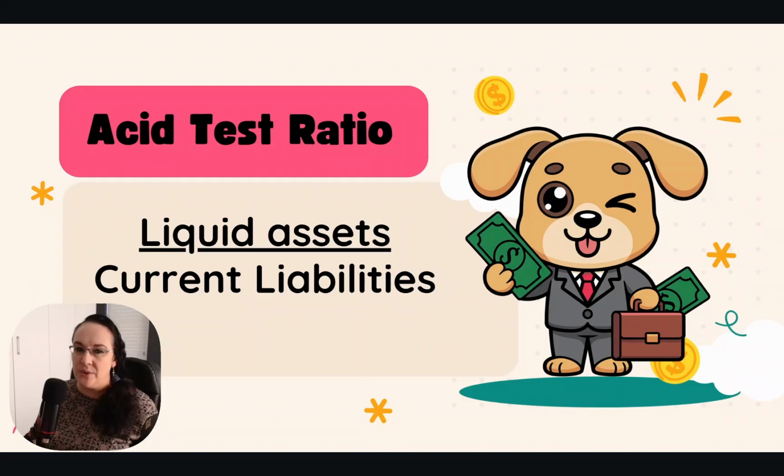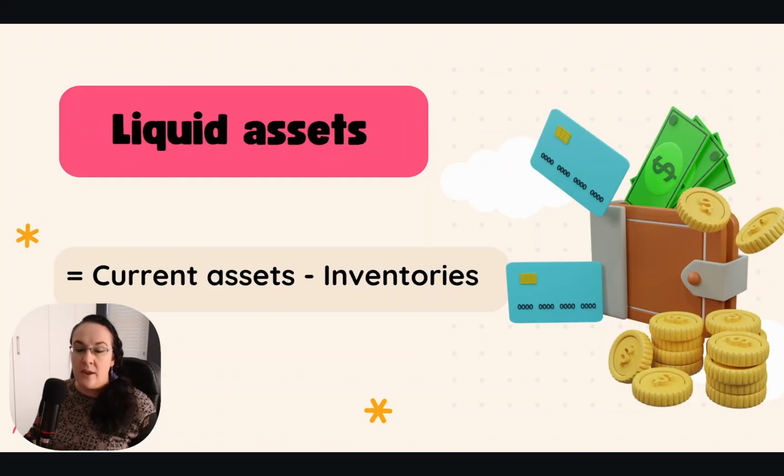Asset test ratio, liquid assets divided by current liabilities. Now, how do we calculate liquid assets? Well, we take current assets minus inventories. So why do we subtract inventories? Assets that have not yet been sold. So our money is locked up in inventory or stock that we have no guarantee that it will sell. So it's less liquid than, say, for example, cash or bank.